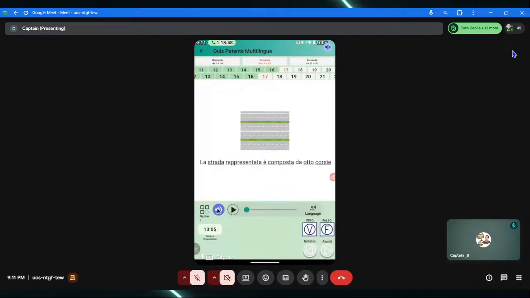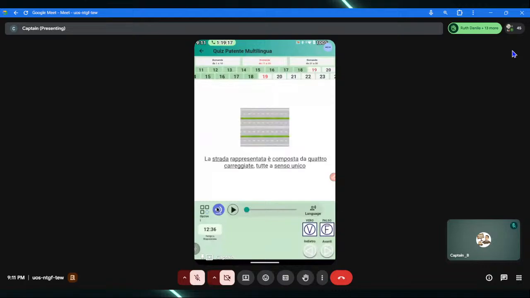La strada rappresentata è composta da 8 corsie. Vero. Good evening, sir. Sulle strade extraurbane principali è consentito circolare alla velocità massima di 130 km all'ora. Falso. How many is it? 110. Bravo. Next person, please.